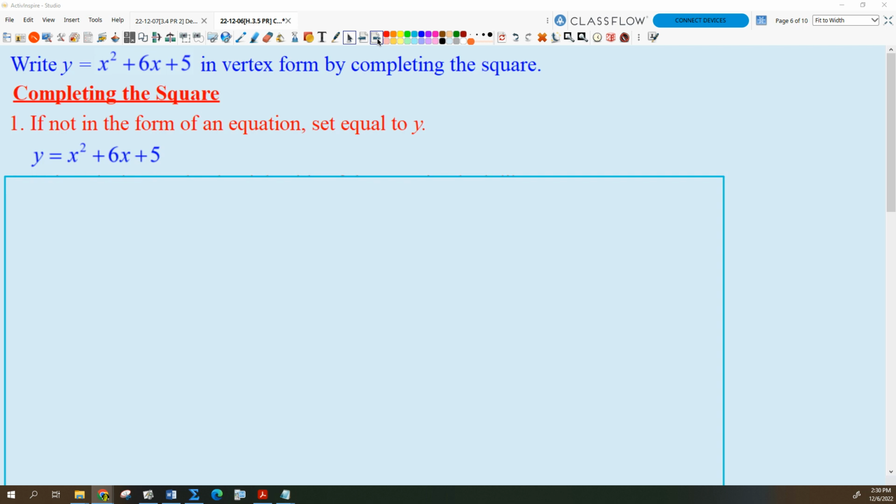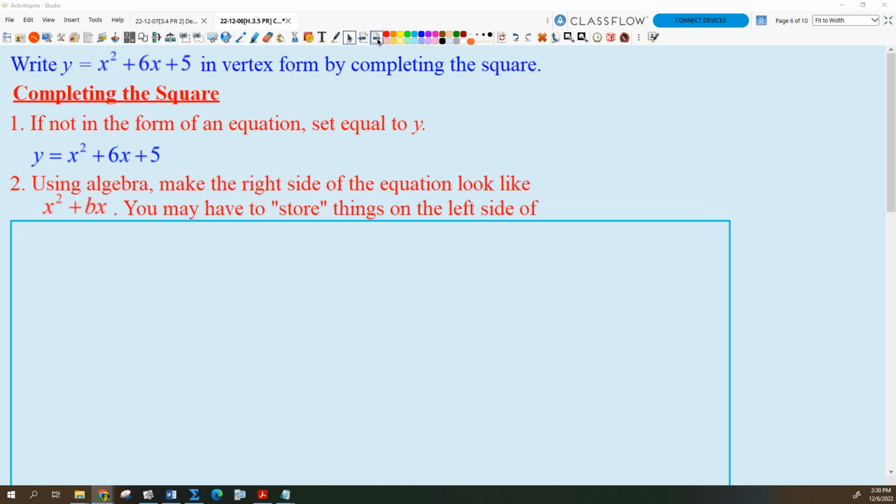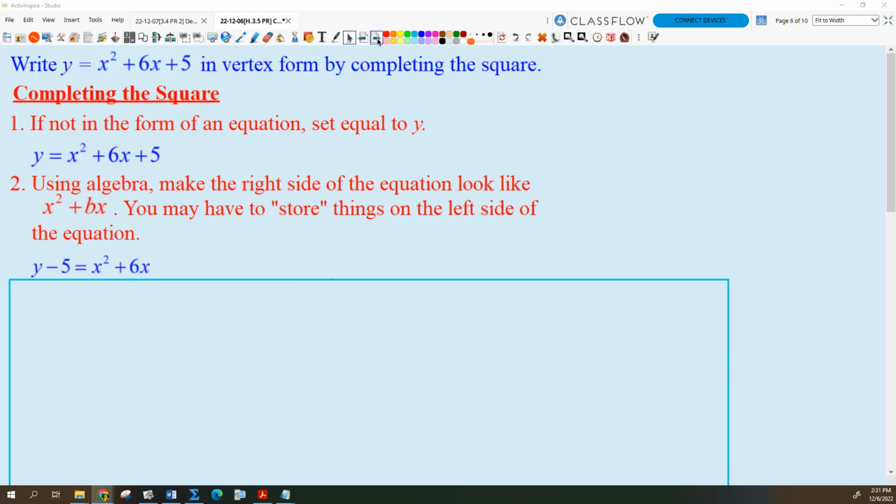What's next? Good, and the reason is we want to get the x squared plus bx terms by themselves on the right side. So we've just got to use algebra to make that happen. In this case, it just means subtracting a 5 to the y side. Okay, so we get that. Give me thumbs on that. We good? Okay, what's next?